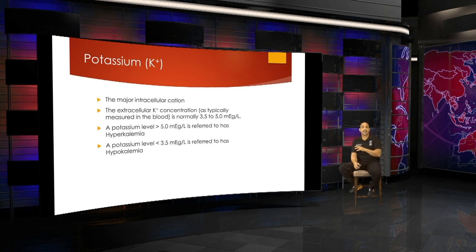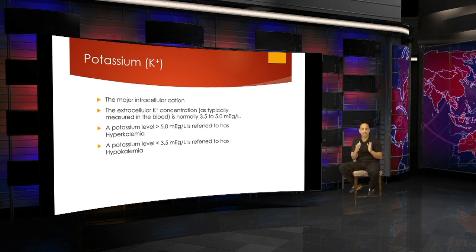So when that number outside the cell increases above 5, now we know our patient's blood serum, as we draw the blood and run tests, is above 5. Then we know this patient has a lot more potassium sitting outside the cell than he should. If it's less than 3.5, now we're talking hypokalemia. That means there's very little potassium sitting outside the cell in the circulatory system. And we measure that through the blood serum that we draw to see what their potassium level is.